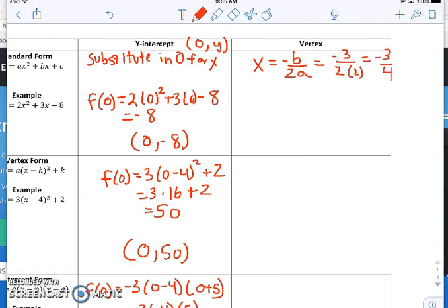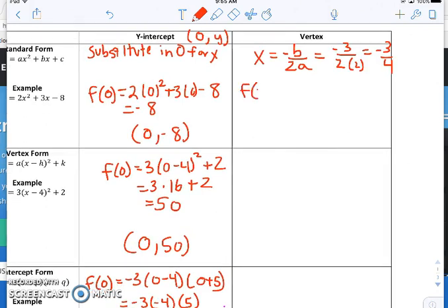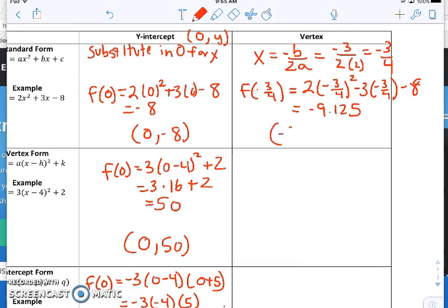And then to find our y value, we have to substitute it in. So it's f of negative 3/4. So we have 2 times (negative 3/4) squared plus 3 times negative 3/4 minus 8. And if we use a calculator, we should get negative 9.125. So our coordinate is negative 3/4, or you could say negative 0.75, and negative 9.125.